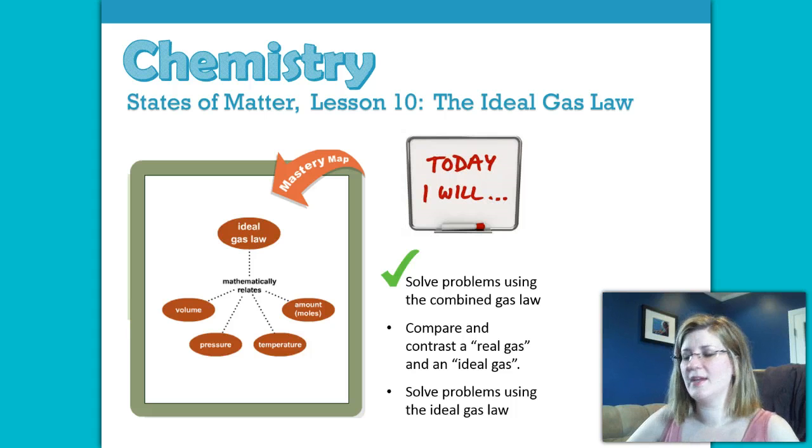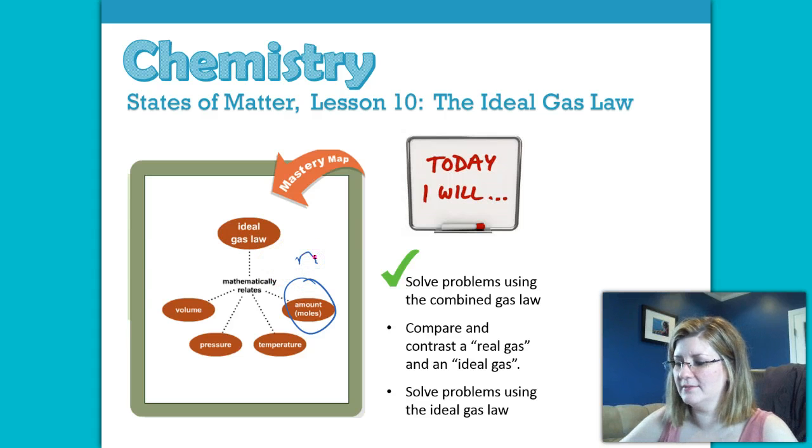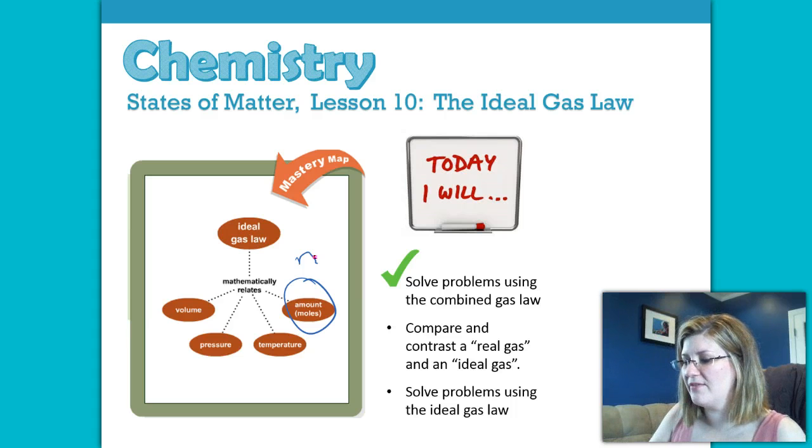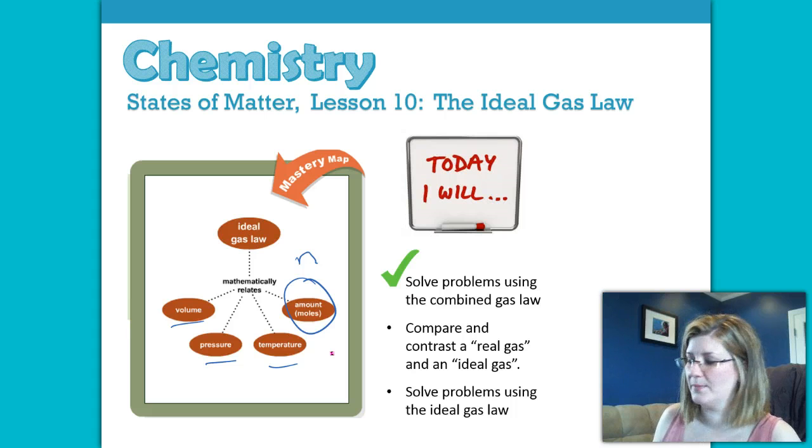Okay, so we're picking up with the ideal gas law, and you see in the mastery map here, we're talking about a new variable. That is the amount of moles. We're going to call that variable n, and n is going to stand for number of moles. Everything else stays the same. We have pressure, volume, and temperature, except we're not dealing with an initial and a final state. We are dealing with just the pressure, volume, and temperature of whatever gas we're looking at.